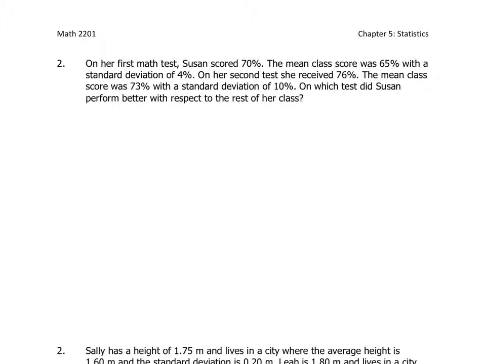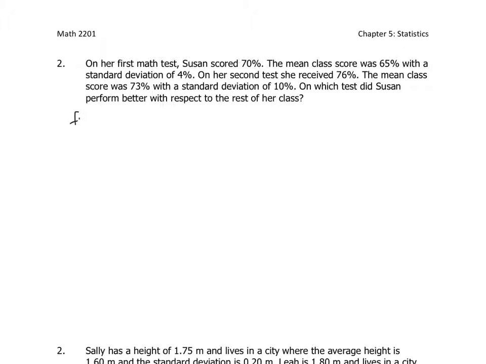Okay. So the second question says, on her first math test, Susan scored 70%. The mean class score was 65% with a standard deviation of 4%. On her second test, she received 76%, and the mean class score was 73% with a standard deviation of 10%. On which test did Susan perform better with respect to the rest of her class? So z-scores can help us answer this question.